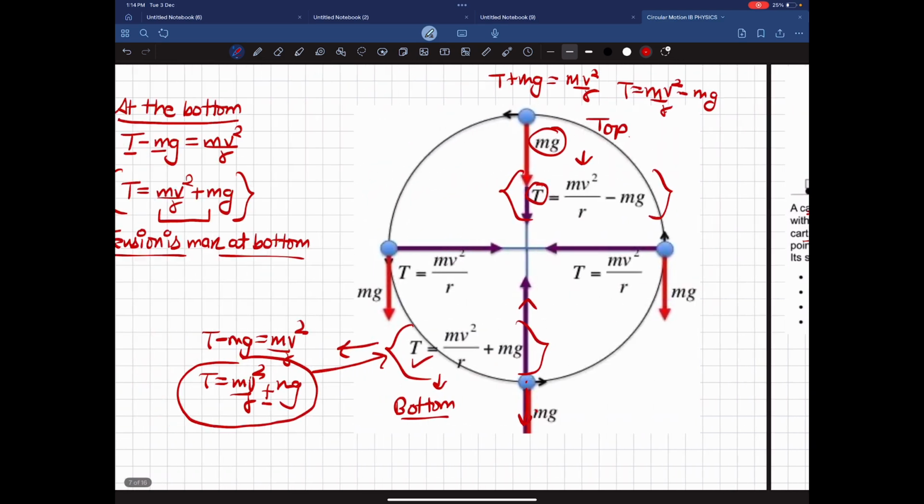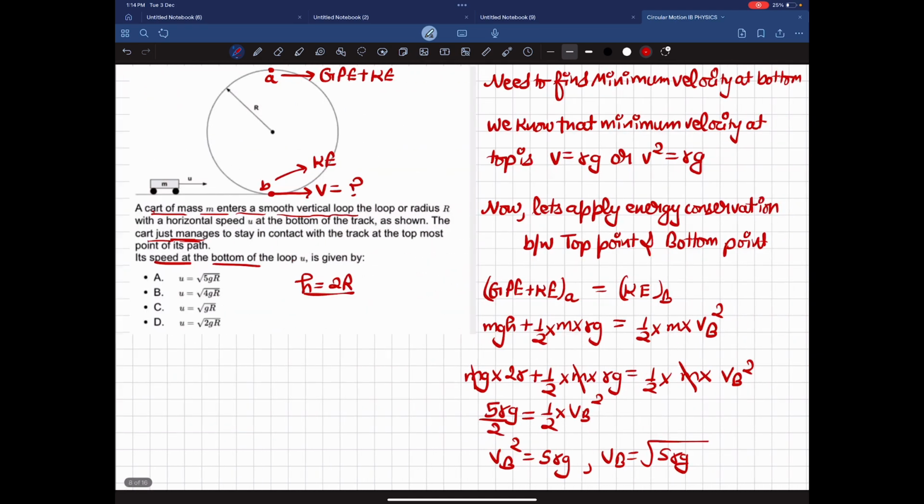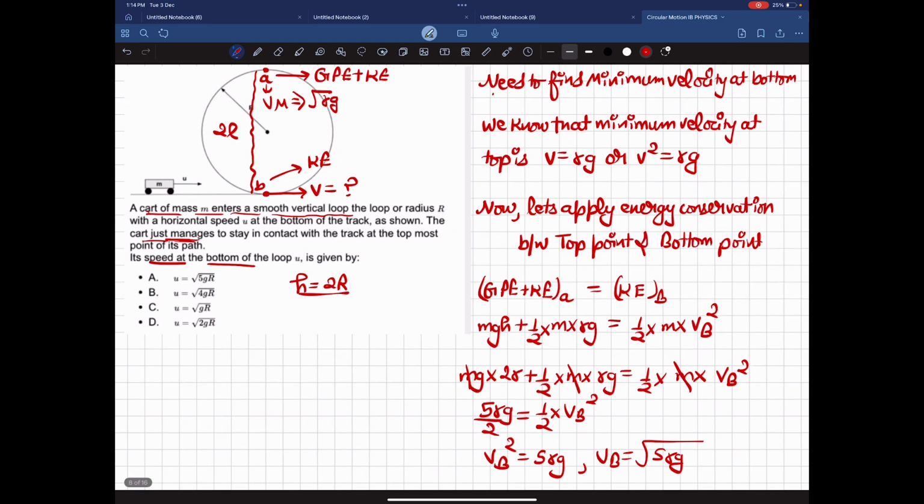See, just now we did that at the top, minimum velocity should be root rg, right? So, what I will do here is, I will apply energy conservation between point A and point B. We know the minimum velocity at point A. How much is it? Root rg. And we also know the height between A and B. What is the height difference? 2L. Alright. So what I've written here is, we need to find minimum velocity at bottom. We know that the minimum velocity at top is V equal to root rg, or V square is equal to rg. Alright. Now let's apply energy conservation between top point and bottom point.